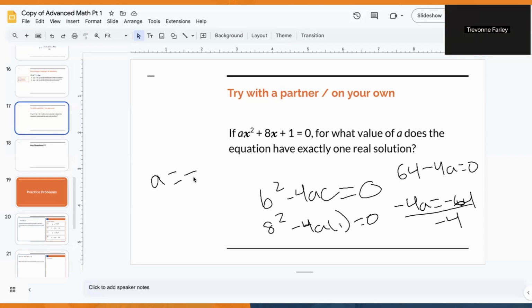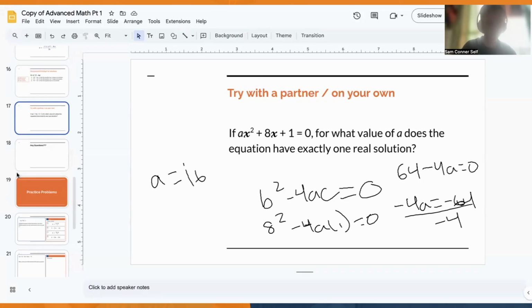Positive. Right, thank you. Yes, good catch. It is going to be positive. Let me just do this out. 64 divided by 4, positive 16. Right, so this is where that discriminant knowledge comes in handy.